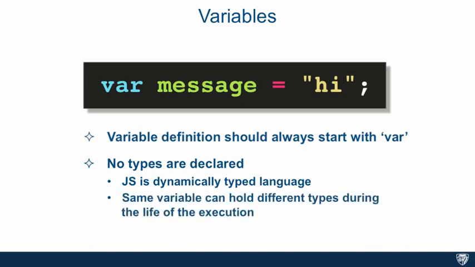And it also means that the same variable can hold different types during the life of the execution of the program. So a variable can start out to be a string, then change to a number, then change to an object, and so on. And all of that is perfectly legal. So that's as far as variable definitions.